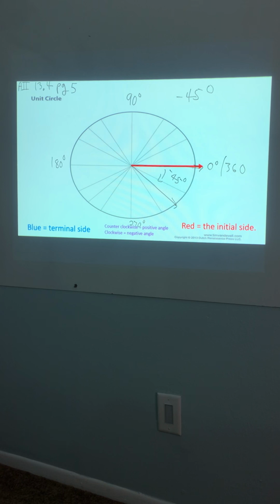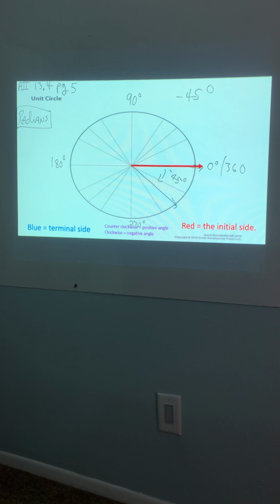All right, so counterclockwise is positive, clockwise is negative. It seems kind of counterintuitive, doesn't it? Any questions or comments about that? Then to make things even more complicated, we take these same angles and do them in terms of what are called radians.